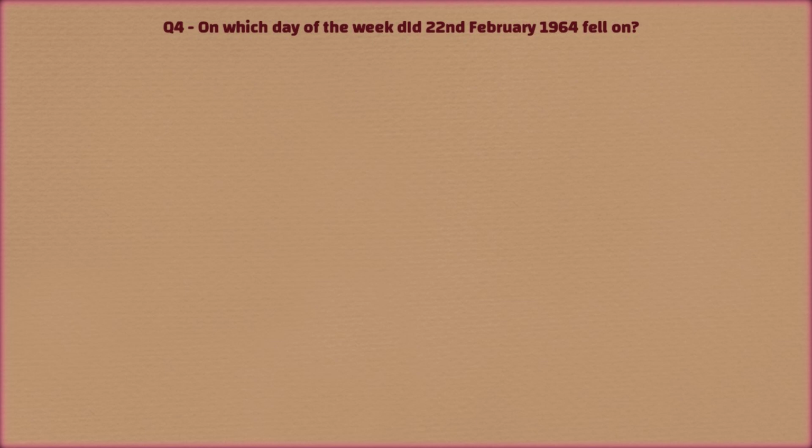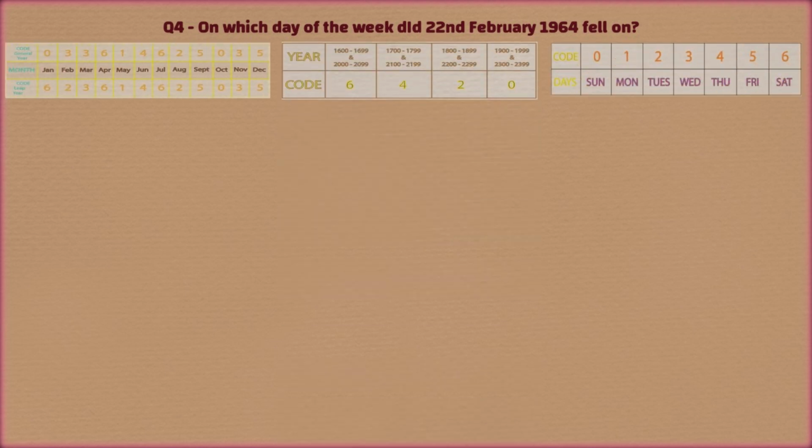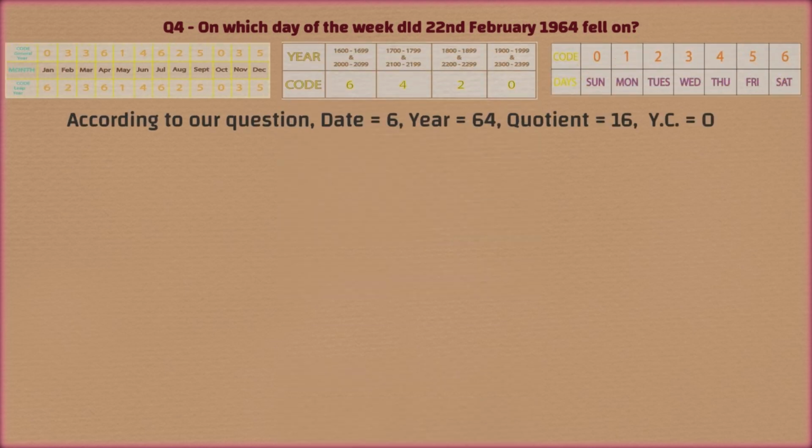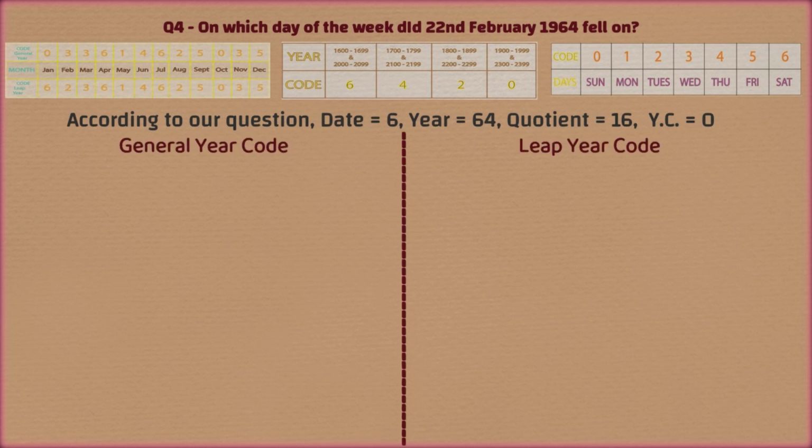So now let's try to find out on which day of the week 22nd February 1964 falls. First, we solve this question using our leap year codes. According to our given data, date is equal to 22, year is 64, quotient, we divide 64 by 4 and we get the quotient as 16. Month code, in case of leap year coding, February has the code of 2. And finally, the year code in this case will be 0.